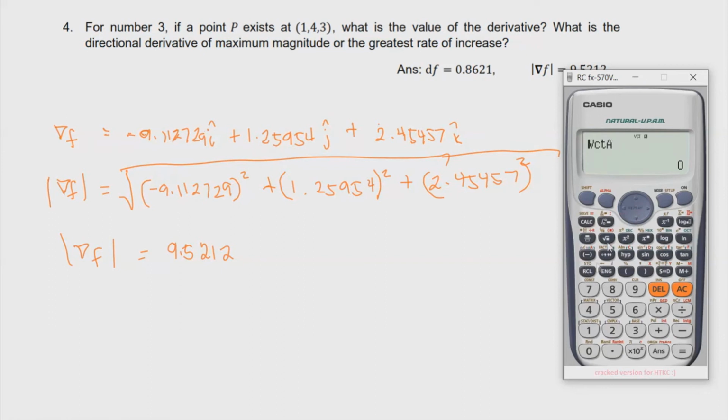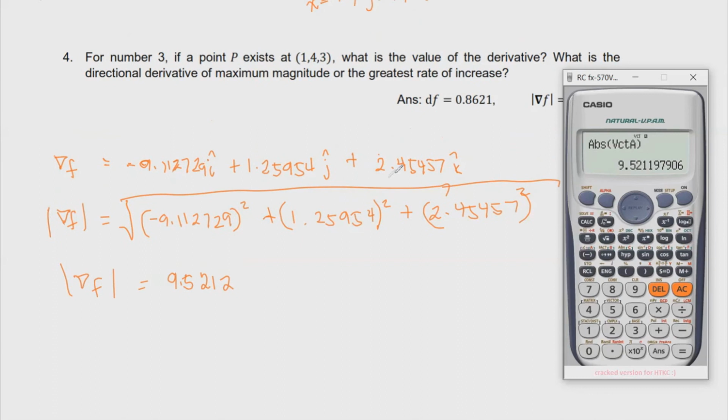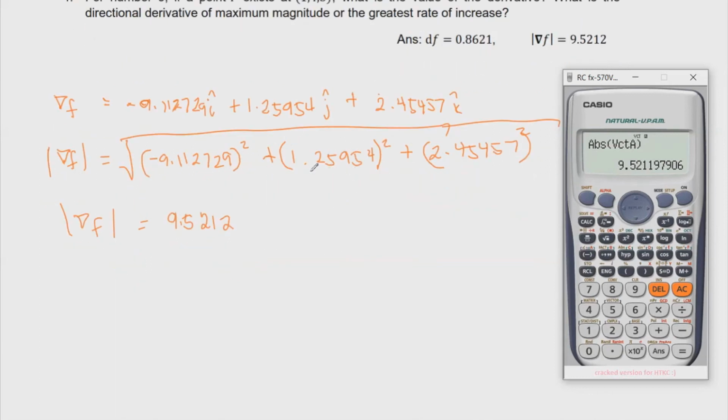And then we need to find the value of this vector A. What you have to do is press Shift and then press absolute. That's on the hyper button type. So if you have vector A and then you press the absolute of that vector A, you'll be able to get the resultant, which is 9.512. So that's the other way of finding the resultant if you forget how to do the resultant. But that's just an easy way.